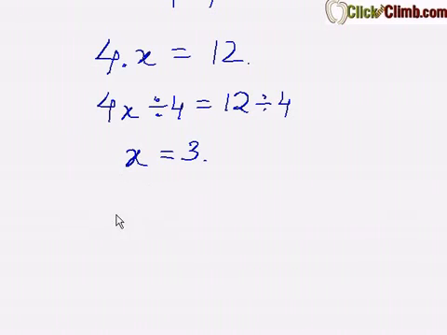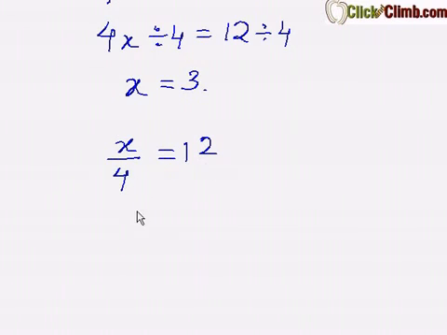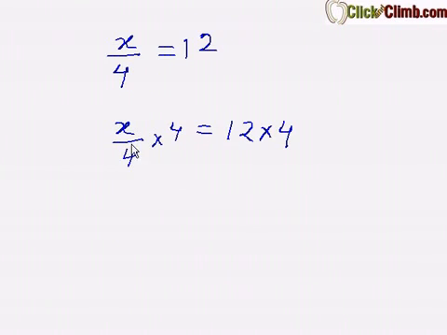Similarly, I can have another equation like x divided by 4 equals 12. In this one we can see that the variable is being divided by a number, that is 4, and the answer equals 12. To undo this division, I multiply both sides by 4. So I get x over 4 times 4 equals 12 times 4. Now x over 4 times 4 is just x, and 12 times 4 is 48. So the value for x is 48.